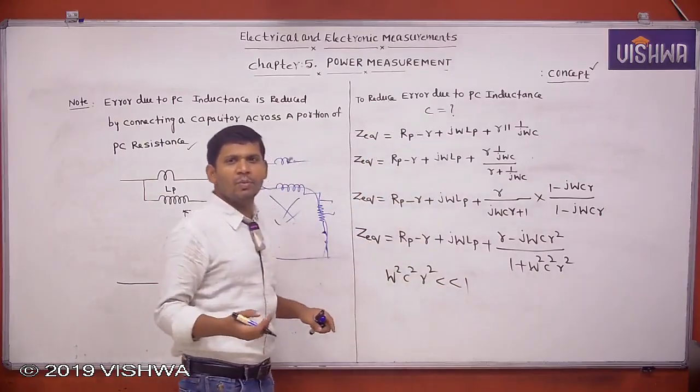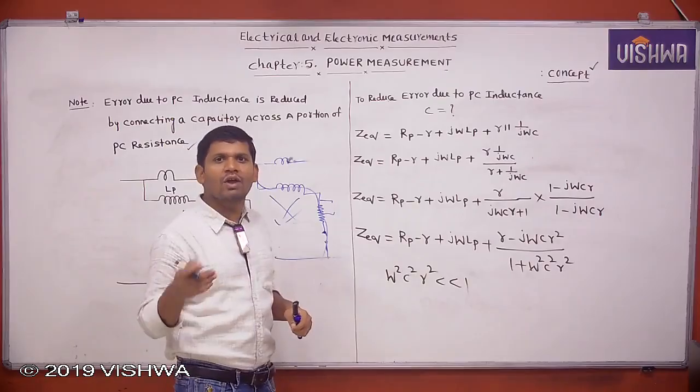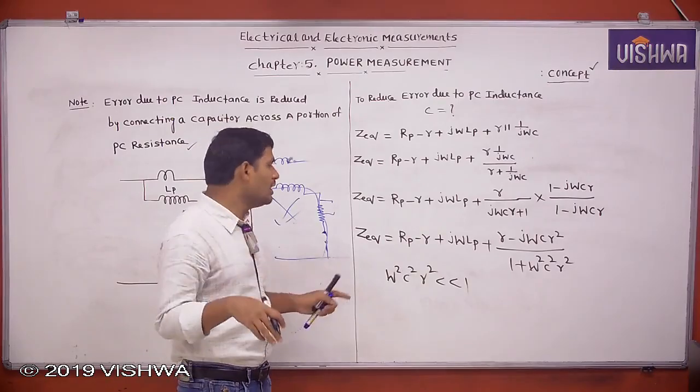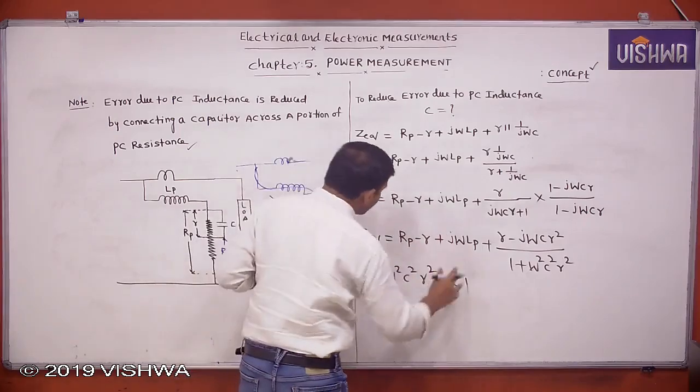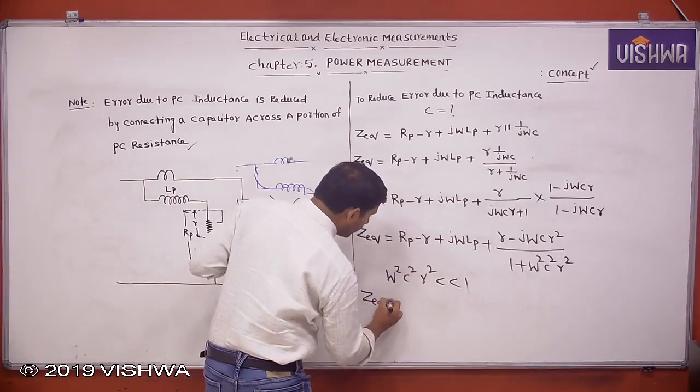Picofarad means 10 to the power of minus 12, and its square means 10 to the power of minus 24. That's why here I am giving an approximate analysis. For approximation, I am neglecting this. Then what is Z equivalent equal to?